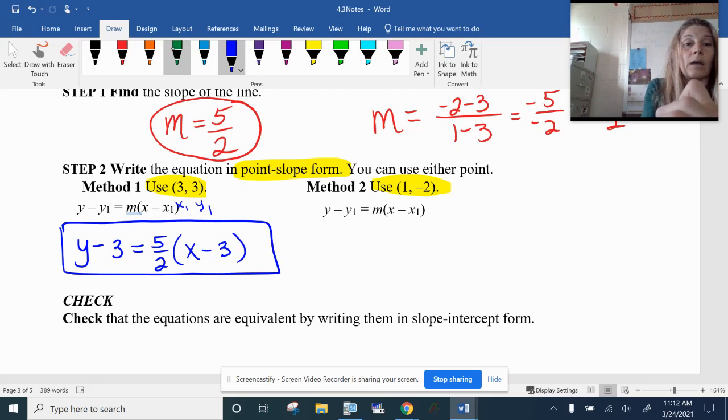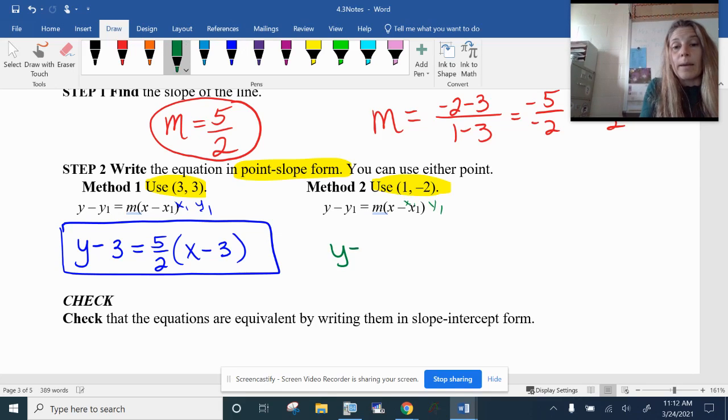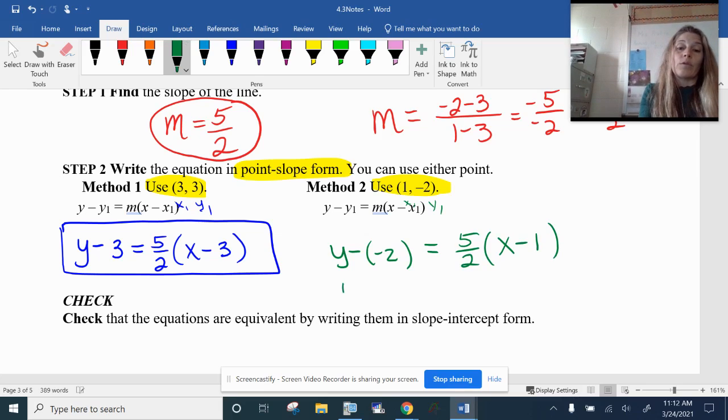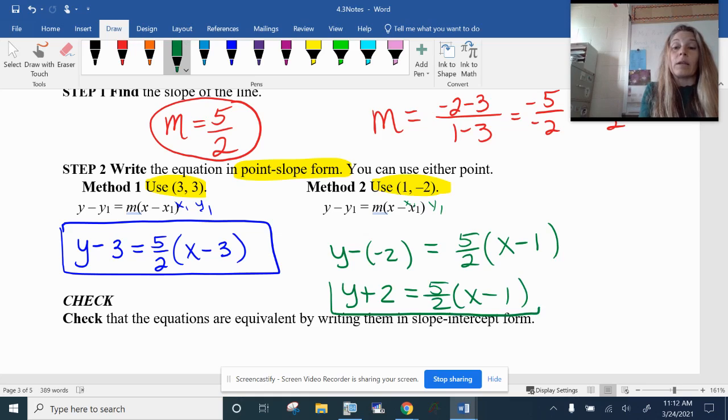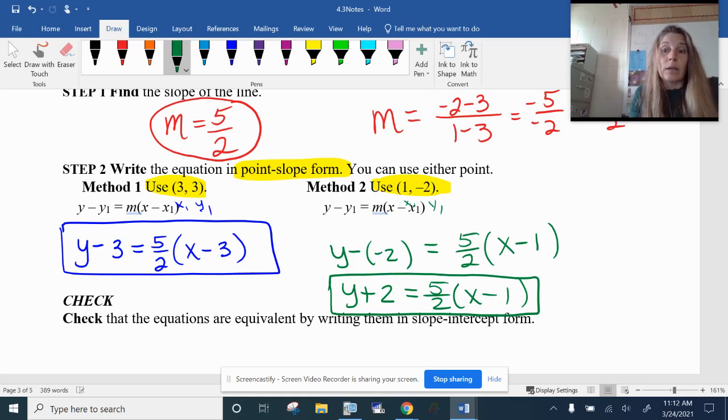Now if I use the other point, this one over here, as my x1 and my y1, then I would have y minus negative 2 equals my slope of 5 over 2 times x minus 1. And then, of course, I would have to simplify that double sign there, making it y plus 2 equals 5 over 2 times x minus 1. So notice I have two different answers in point slope form.